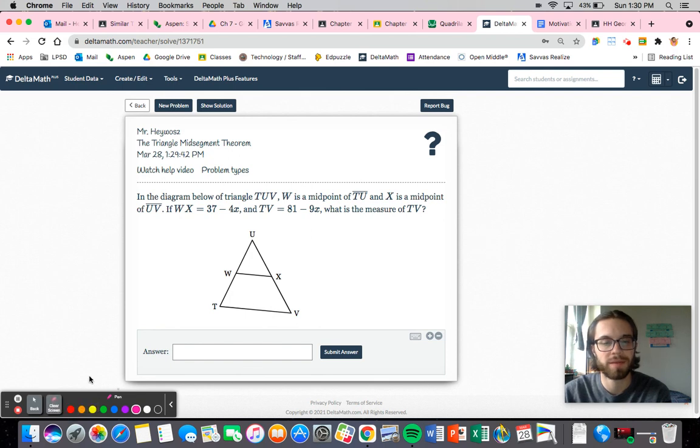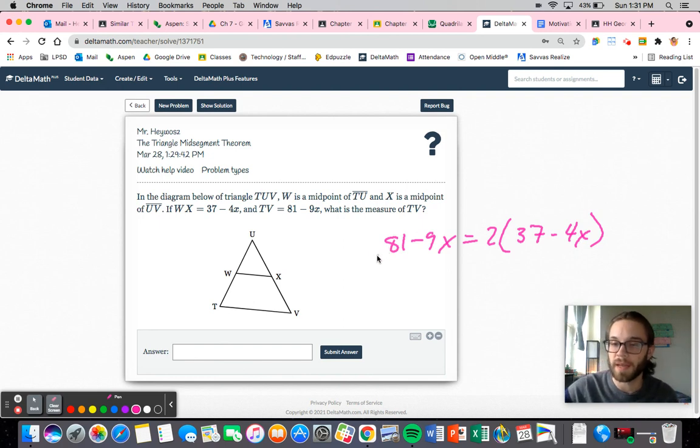Let's just clear it. So this would be 81 minus 9x is equal to 2 times 37 minus 4x. It's very important that you remember the 2. Alternatively, you could have divided this by 2, but that wouldn't have made life any easier because ultimately you had 81 and 9, neither of which are divisible by 2. So we have 81 minus 9x equals 74 minus 8x. I'm going to bring that over there, that over here. What is that? 7 equals x.